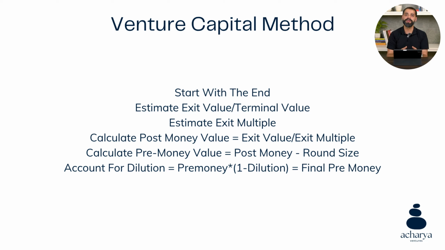And then they come up with a pre-money valuation. Pre-money valuation is nothing but your post-money valuation minus the amount of money invested. Let's say, for example, a company invests 20 million at a 100 million valuation. That means that the post-money valuation is 100 million, and 100 minus 20, the amount that they invest, is 80 million, is the pre-money valuation.